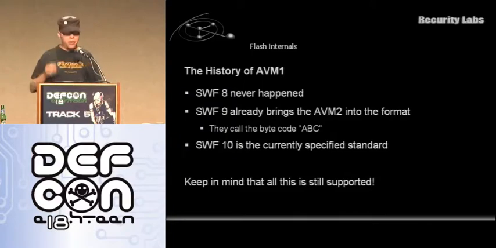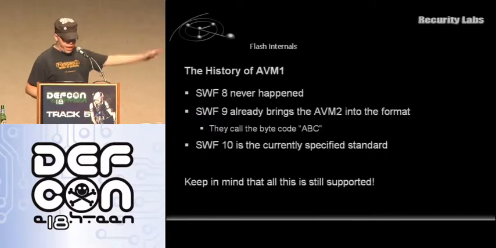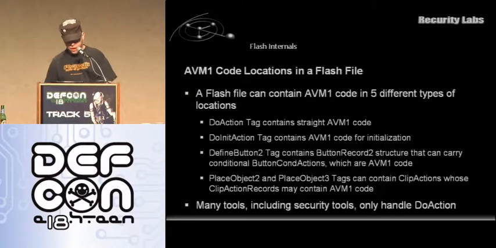And version 9 then brings in the AVM2 with a complete file format within the file format. So they have a complete new file format that is called the ABC file format that goes into one new tag type. And so you have yet another file format in the file format. And then version 10 is what we're currently watching the porn on. Now, keep in mind, this is all still supported. Back to the string editions.